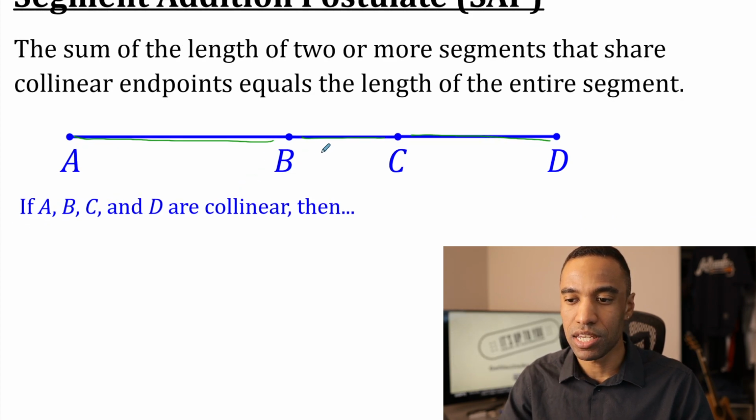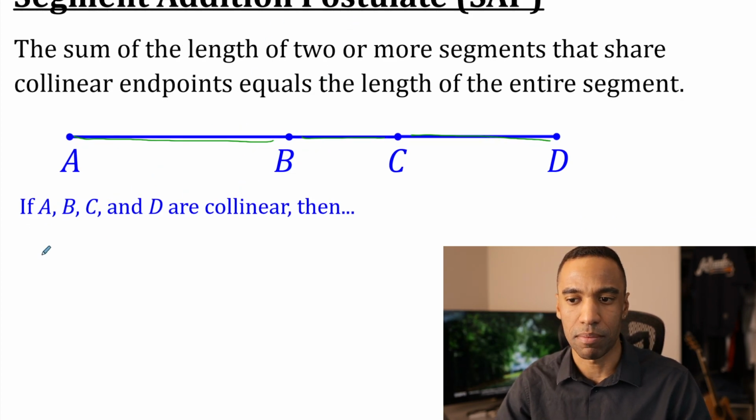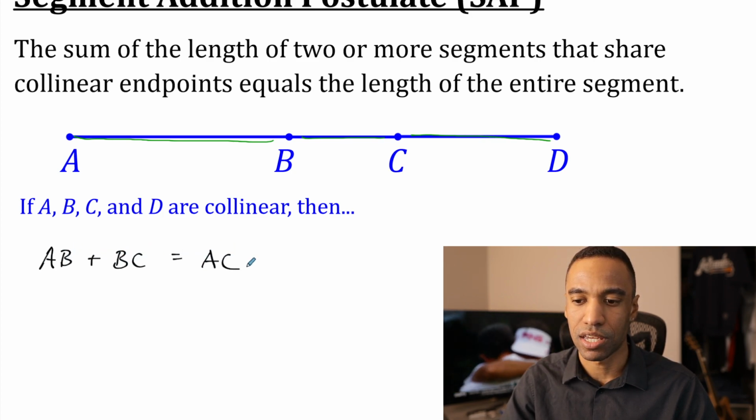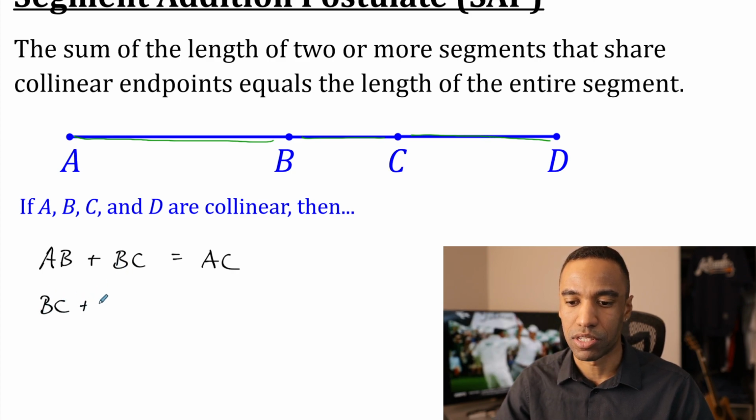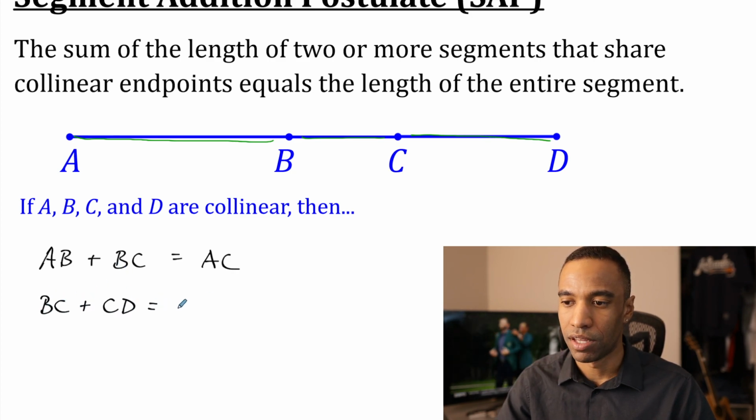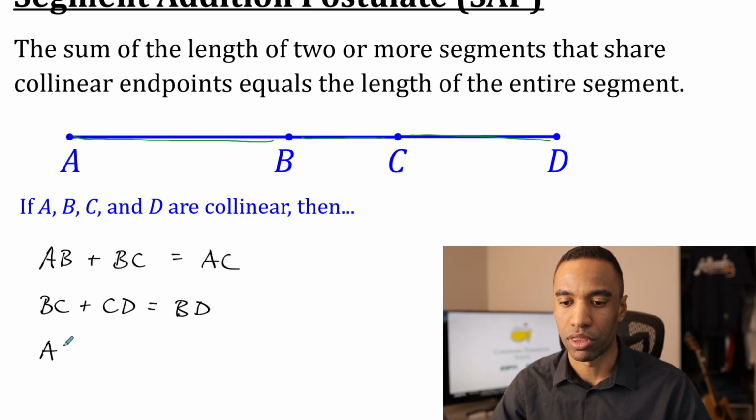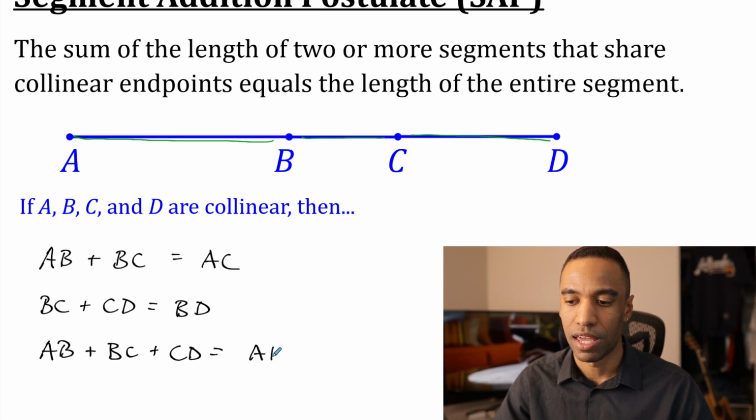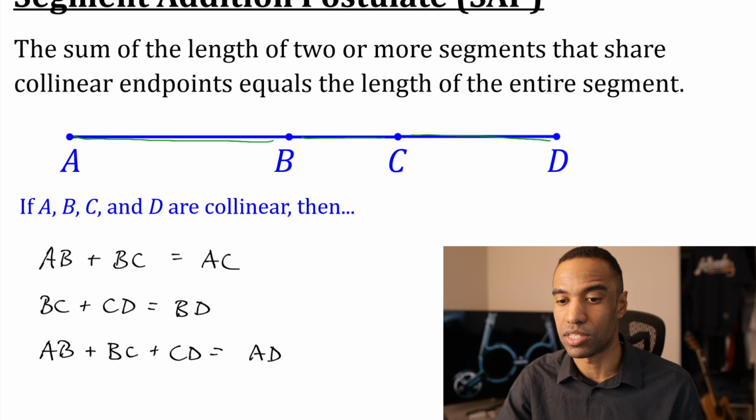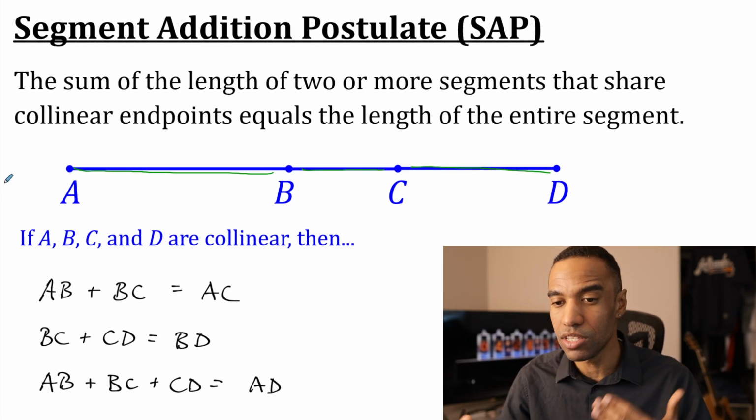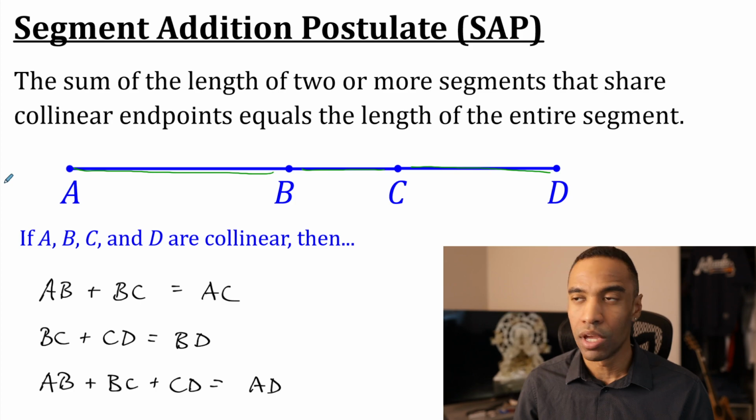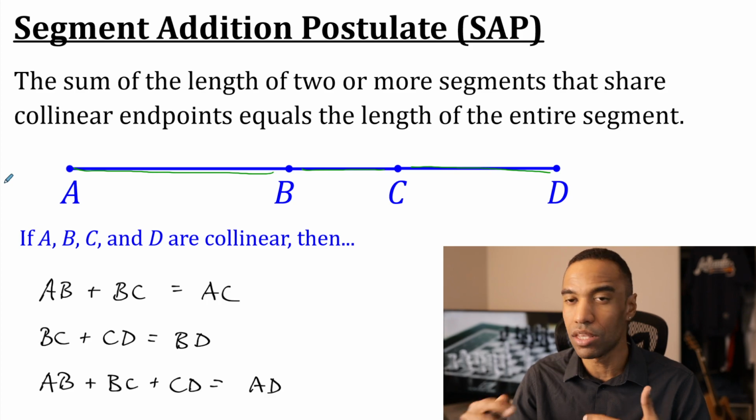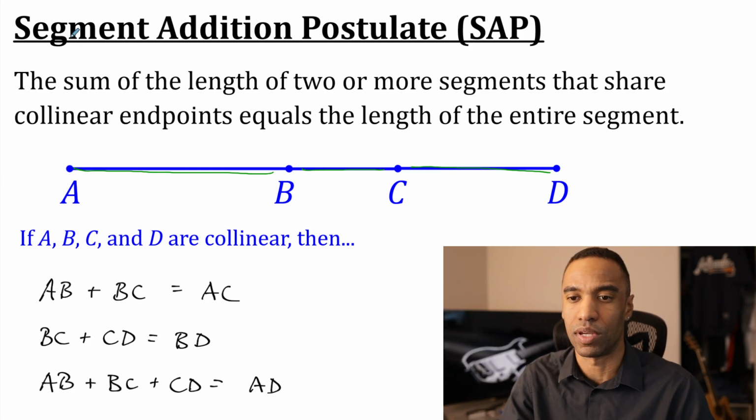So if A, B, C, and D are collinear, then I can come up with some statements here. I could say something like the length of AB plus the length of BC equals the length of AC. Or the length of BC plus the length of CD equals the length of BD. Or the whole thing, like I said before, the length of AB plus the length of BC plus the length of CD equals the length of AD entirely. And that's what the postulate states. And if you don't know what a postulate means, it's basically something that we have to accept as truth. There's nothing that we need to prove for it necessarily. It just kind of is truth, and we take it as it is. There's a logical reasoning behind it, and I think most of you guys can understand that.